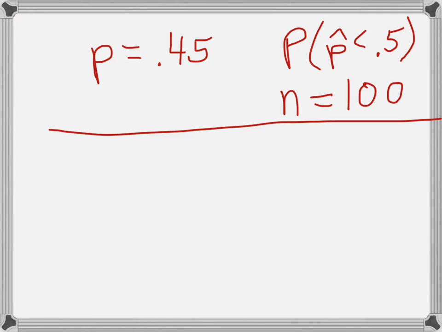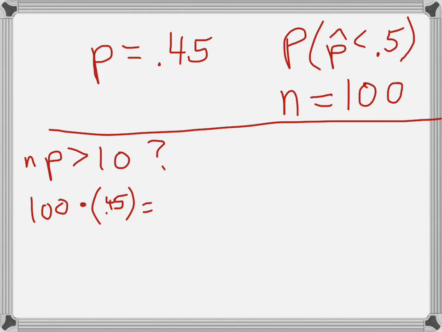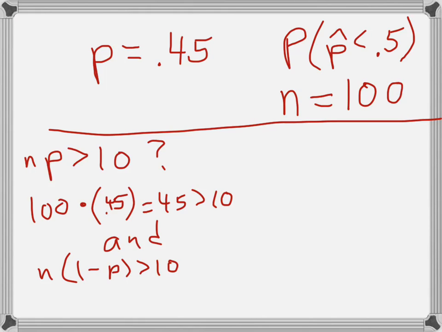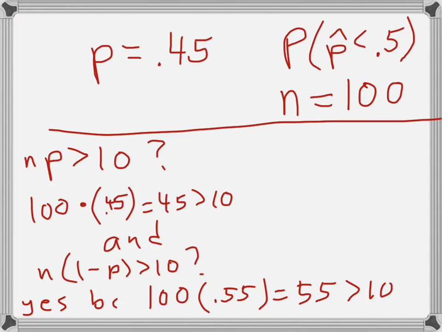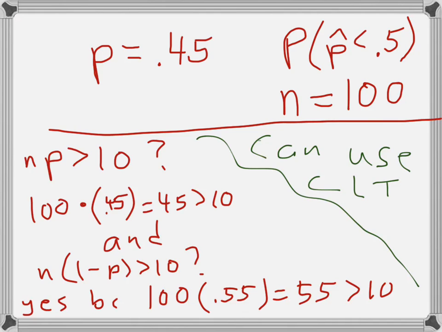So what we need to do is check our values. So we need to check np. Is that greater than 10? Yes, because 0.45 times 100 equals 45, that's greater than 10. And is n times 1 minus p greater than 10? Yes. And that's because 100 times 0.55 is 55, which is also greater than 10. So this all means that we can use the central limit theorem. So let's open up another page and rewrite down the information we have.